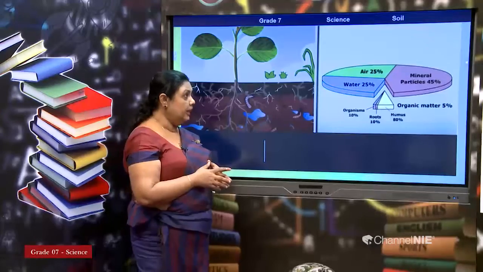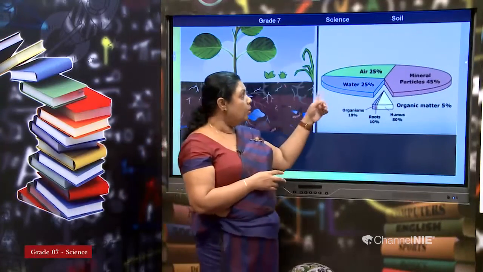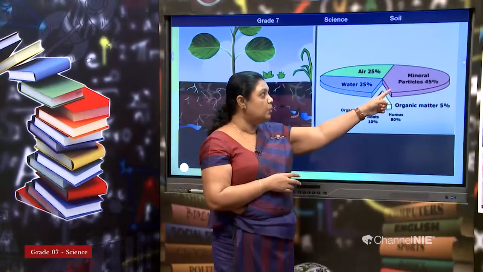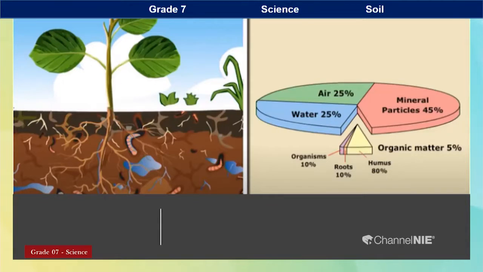You can see that the most amount of soil is mineral particles. How much? That is 45%. Then air. Soil has air. Soil has water as well. There is another portion which is called organic matter. What is this organic matter?